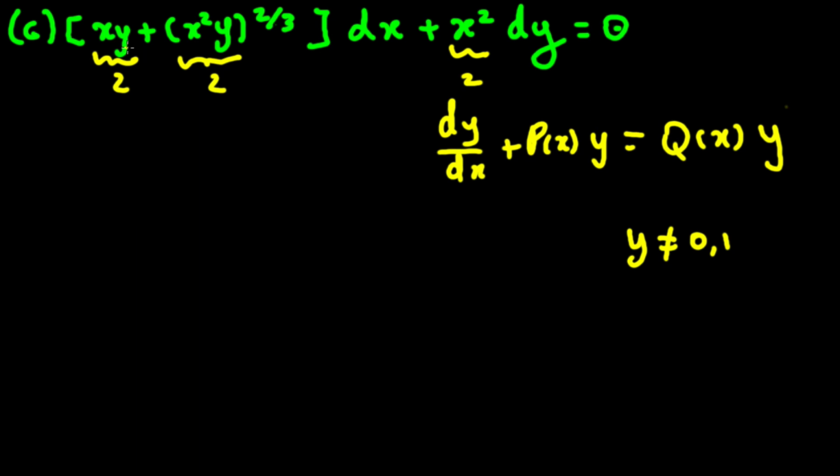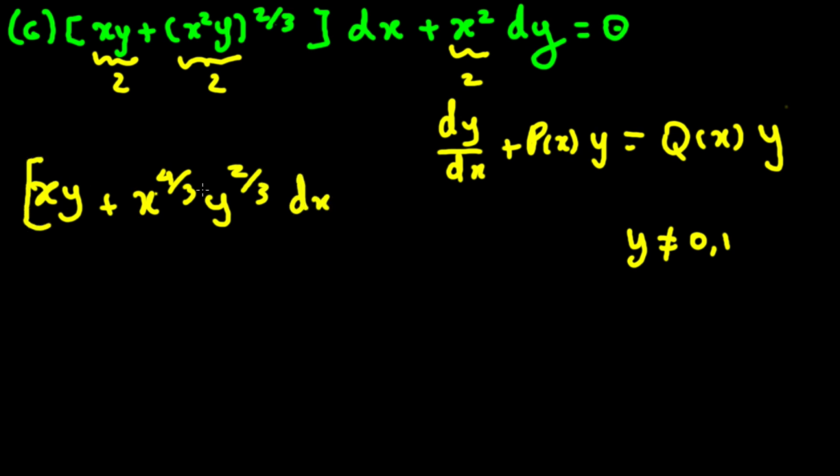Okay. If we rearrange this one, xy plus x power 4 divided by 3, and then y power 2 divided by 3 times dx, and dx is common for both, so let's keep it as it is. And in the other side we have x square dy. So first we have to have a function like these are equal to 0. Now first we have to bring a dy by dx pattern.